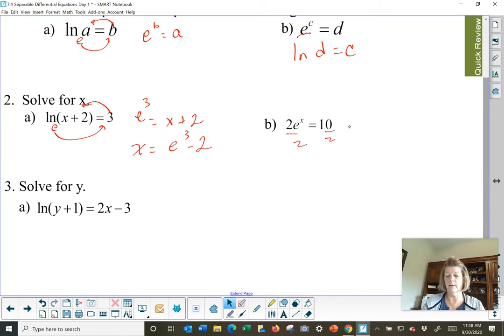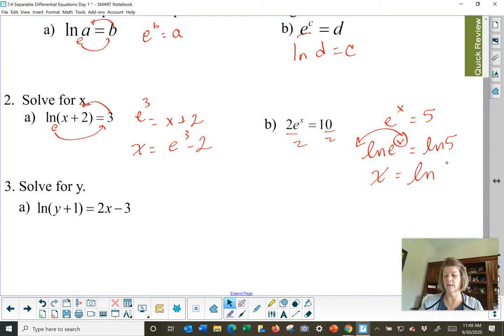Divide by 2 on b, and we'd have e to the x equals 5. Now to solve that, let's introduce an ln to each side. Power rule allows us to bring the x down in front, and I get x equals natural log 5 because natural log of e is 1.